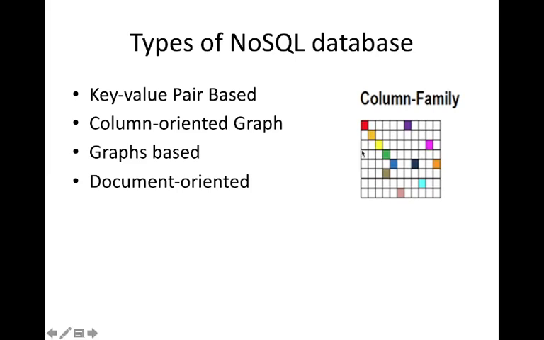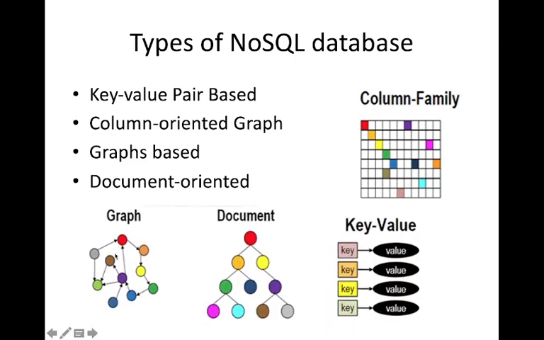So there is no graph here. It is a column oriented database. This is an example of the structure of a column family. Graph and document will be like this. Key value pair will be like this. You need not worry about the structures and all. So we mainly have 4 types of NoSQL databases: key value, column oriented, graph, and document oriented.